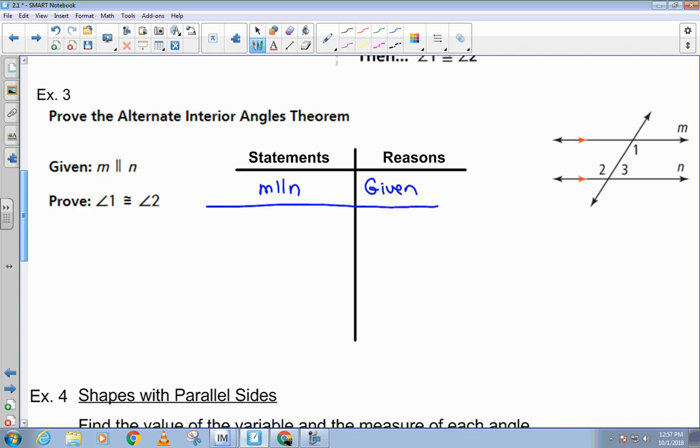Okay, M is parallel to N, and we want to prove that angle 1 and angle 2 are congruent to each other. Those are the alternate interior angles, okay? But we have to work our way there. What do you see here? What relationships do you notice?